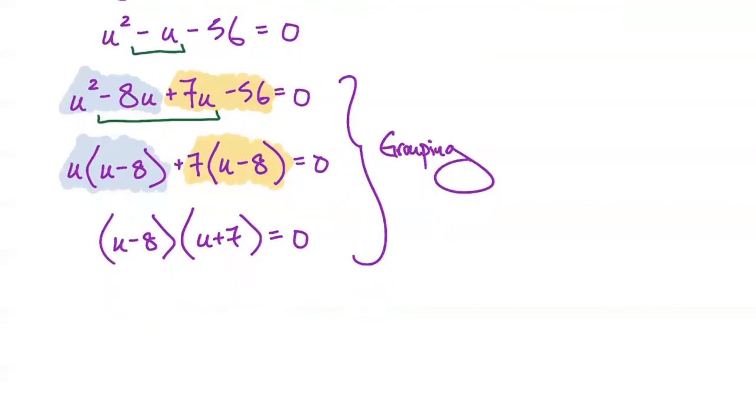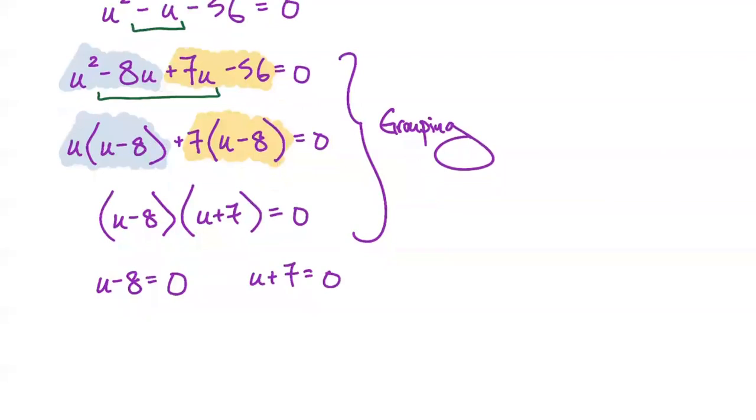But let's go back to that zero product property that I think Dallas was talking about, right? We have two things that multiply to make 0. That means we can say u minus 8 equals 0 or u plus 7 equals 0. And those ones, I think we can solve pretty quickly. We'll get u equals 8 and u equals negative 7.